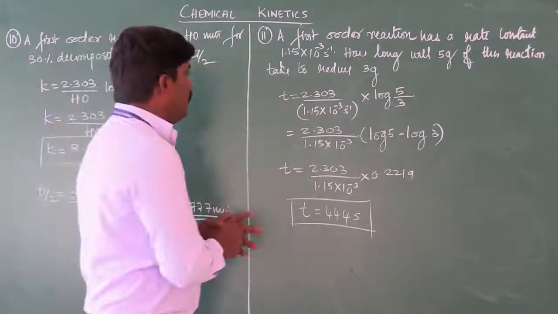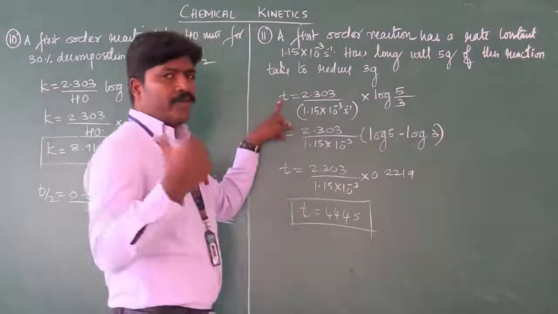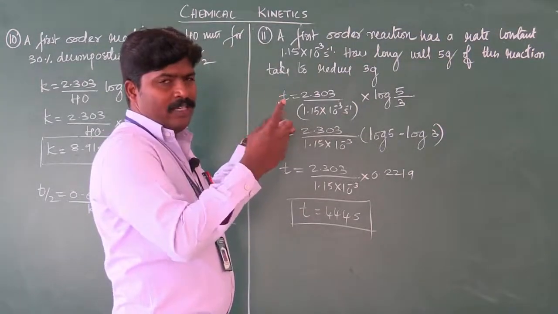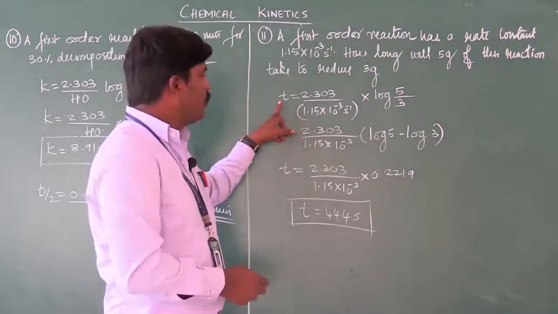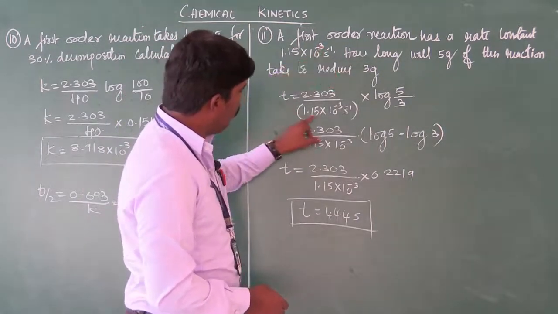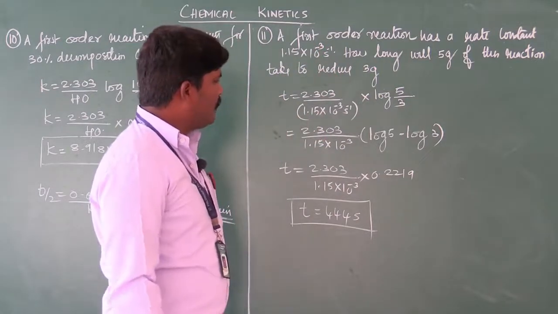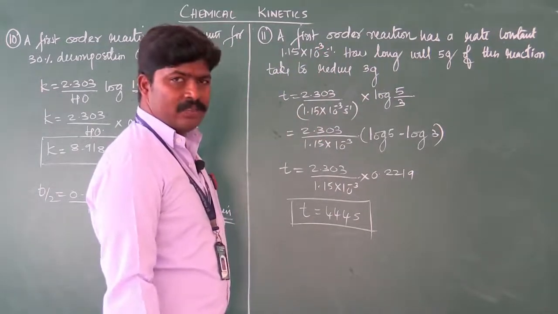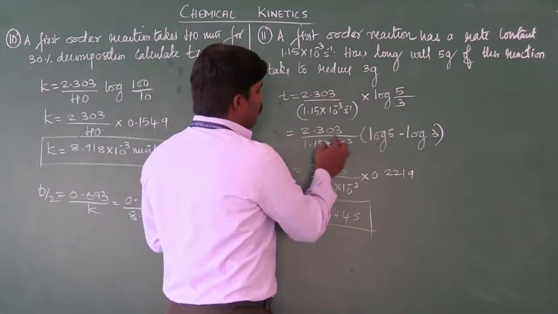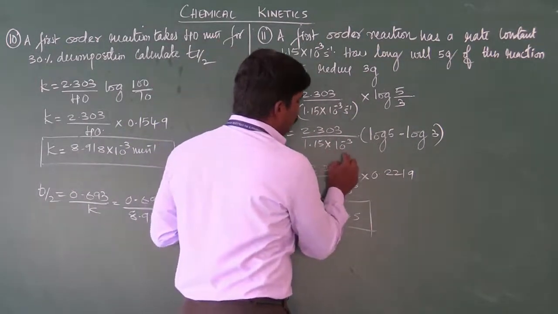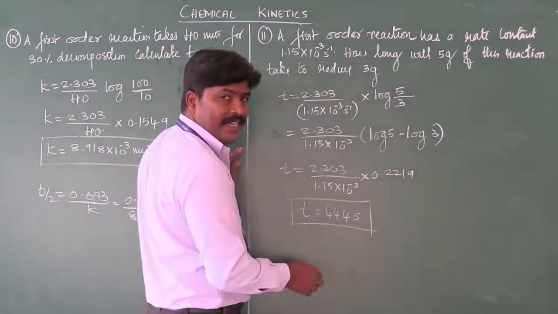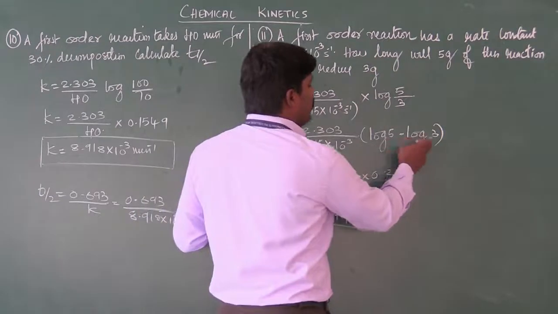That is, t is equal to, so the formula we know already, I have rearranged it. I took the t to the numerator and cross multiplied k to the denominator. So t is equal to 2.303 by k, 1.15 × 10^-3 per second, log 5 by 3. I can extend the problem: 2.303 by 1.15 × 10^-3, that is per second. At the end of the problem I will tell you how to retain the unit. Log 5 minus log 3.